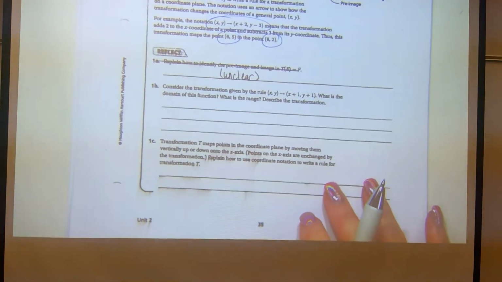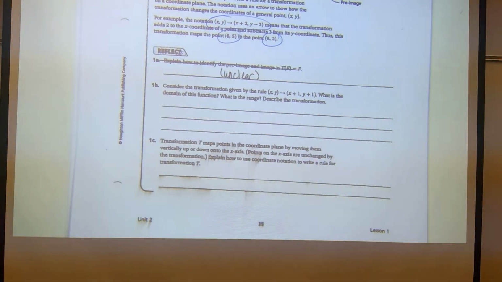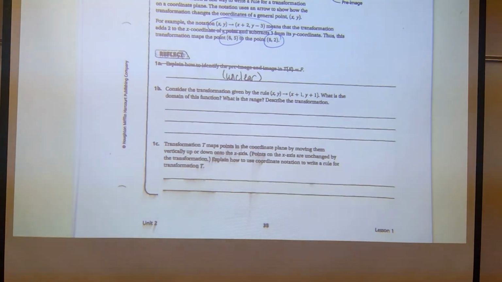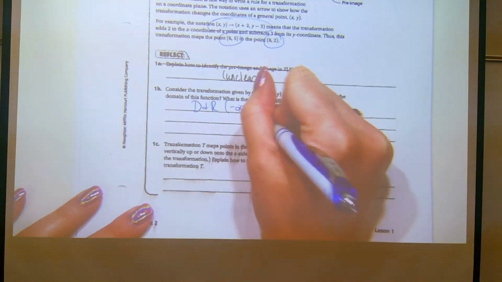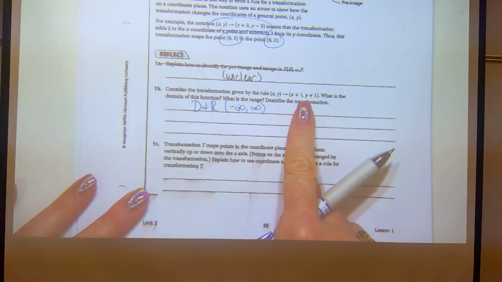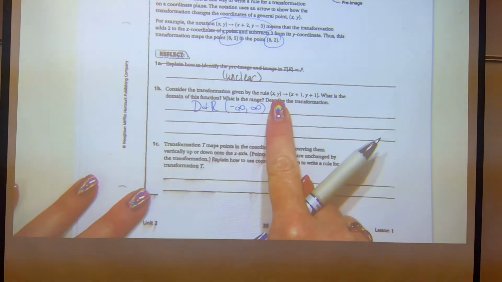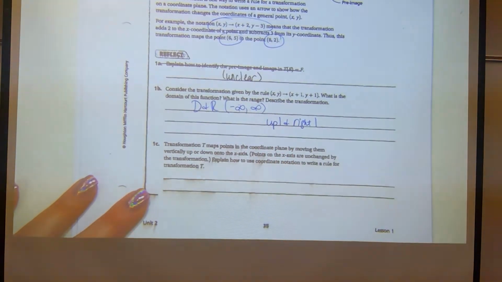Consider the transformation given by the rule, and then it gives you the rule. What is the domain of this function? What is the range? And describe the transformation. Well, we haven't been given any limitations on our input, so our domain and our range can both be all real numbers, from negative infinity to positive infinity. What are we doing when we move a point according to this transformation? Well, whatever our starting point was, the next point will be up 1 and to the right 1.